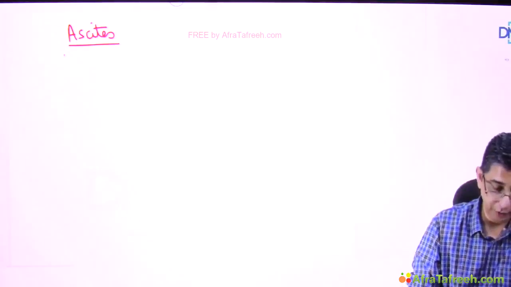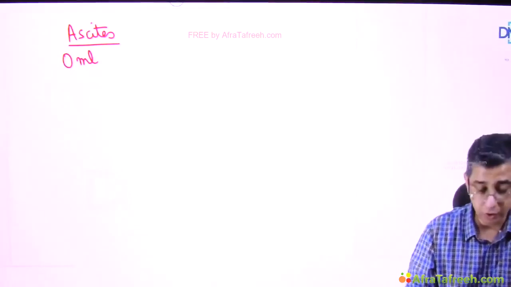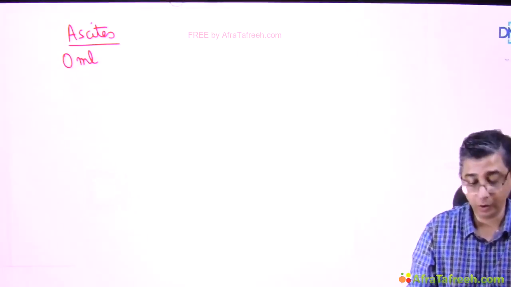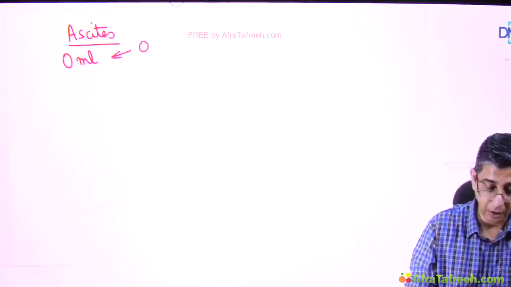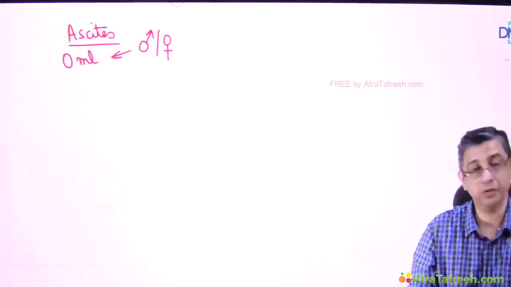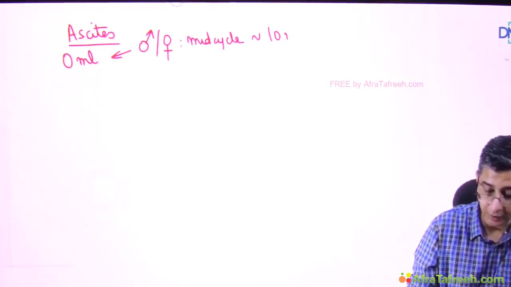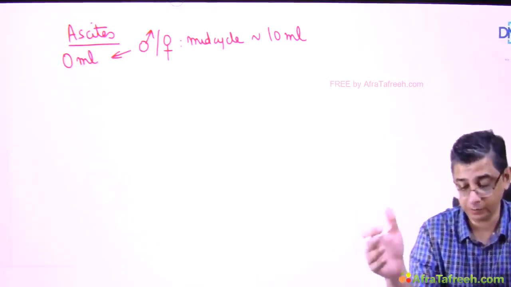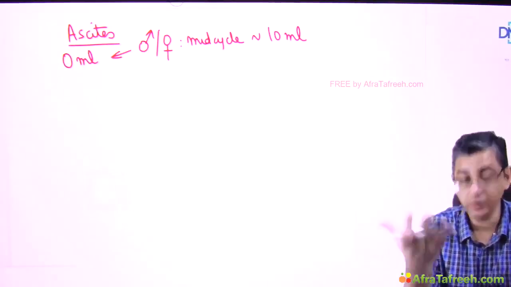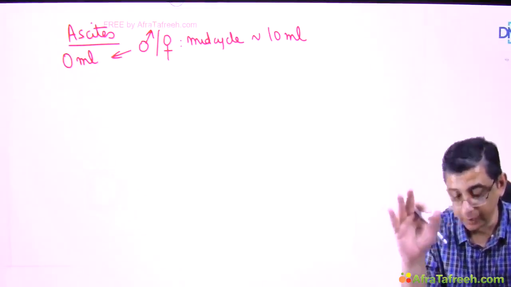How much fluid is present in the peritoneal cavity of a normal man? The answer is 0 ml. There is no fluid present in the peritoneal cavity of a normal male patient. How much fluid is present in the peritoneal cavity of a female? Answer is again 0 ml. There is no fluid in the peritoneal cavity of a male or a female. Yes, in a female mid-cycle, when ovulation occurs, the amount of fluid could be in the range of 10 ml. So I'm talking about Mittelschmerz, where mid-cycle, when ovulation occurs, there could be about 10 ml of fluid in the peritoneal cavity. Otherwise, we don't have any fluid in the peritoneal cavity.